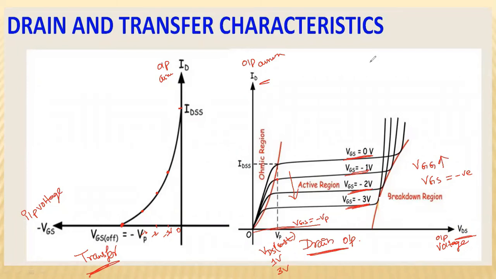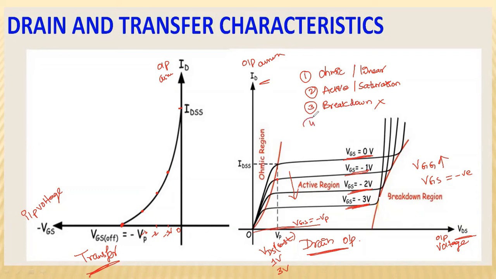So JFET also has three regions of operation. The first one is the ohmic region, also called the linear region. The second one is the active region, also called the saturation region, because current is constant in this region. And the third region is the breakdown region. This region must be avoided.